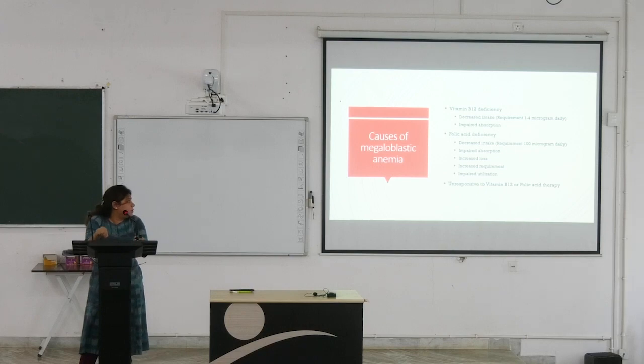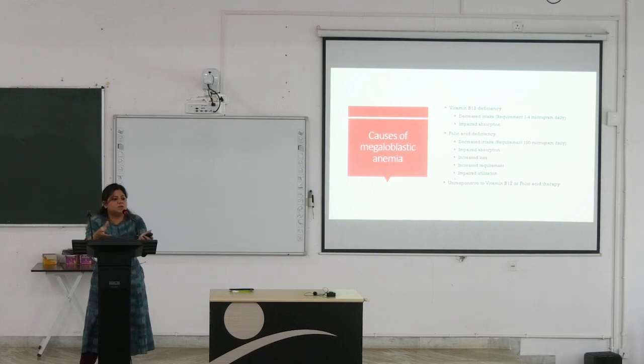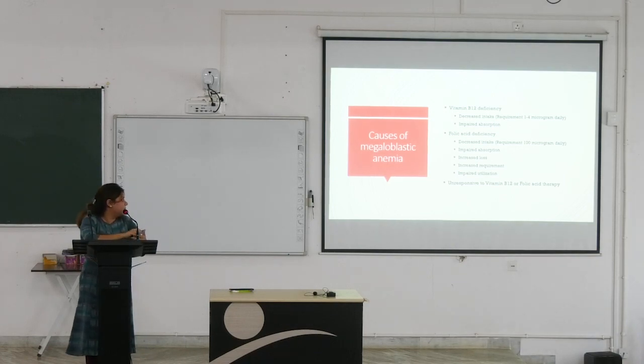So these are the causes of impaired absorption. It applies to both vitamin B12 and folic acid, but as I said, folic acid deficiency presents first because the stores are very small in the body.